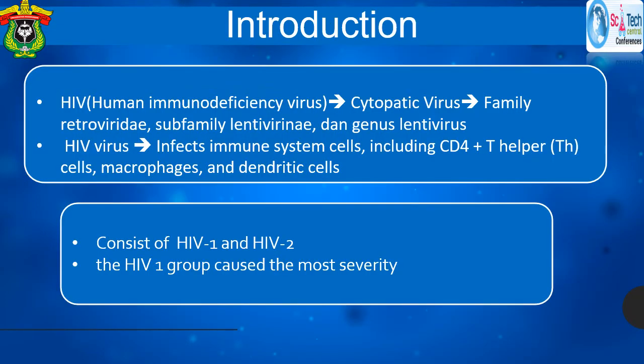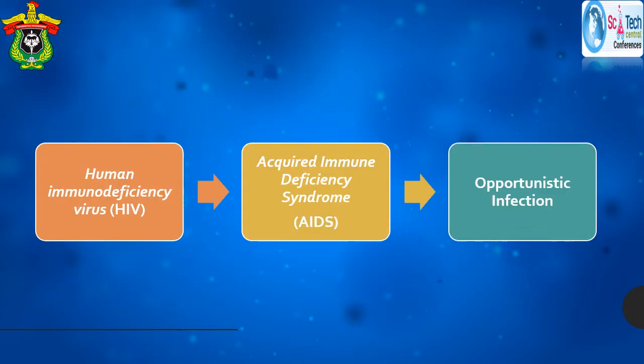Introduction. HIV is a cytopathic virus from family Retroviridae, subfamily Lentivirinae, and genus Lentivirus. HIV can infect immune system cells including CD4 or T helper cells, macrophages, and dendritic cells. HIV consists of HIV-1 and HIV-2, but the HIV-1 group causes the most severity.